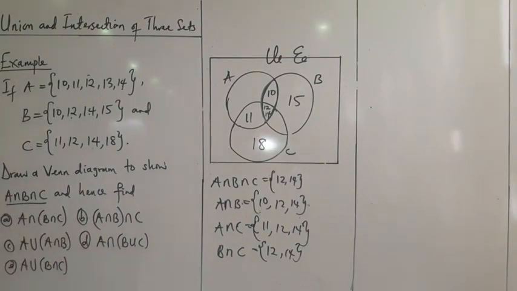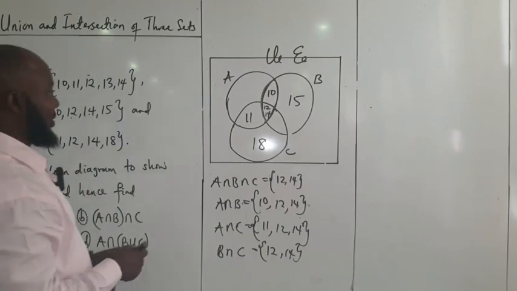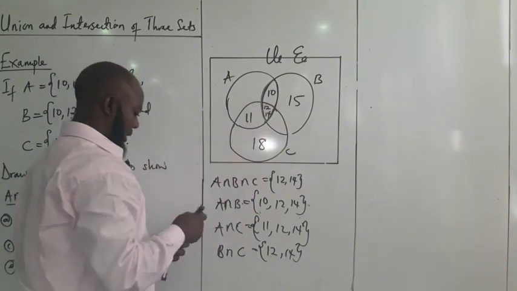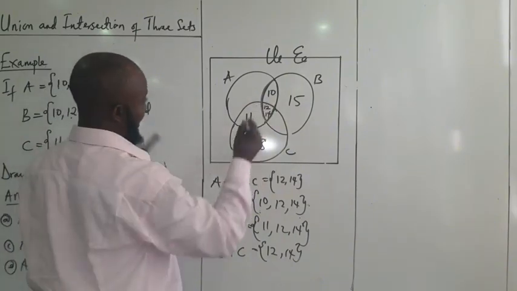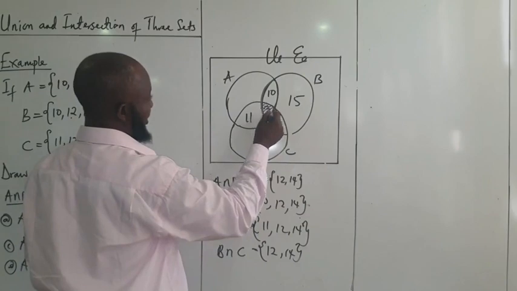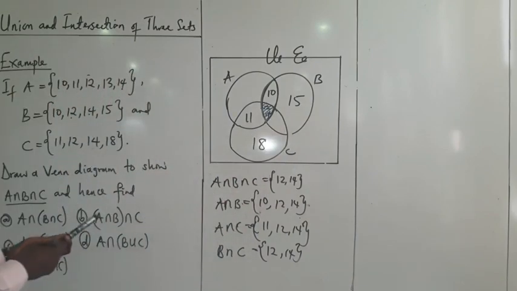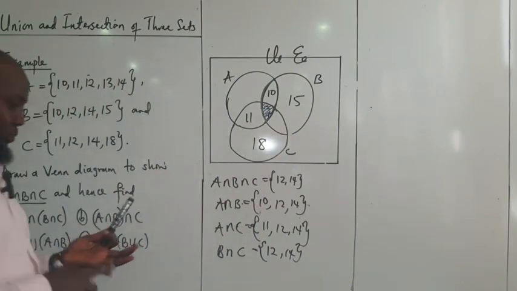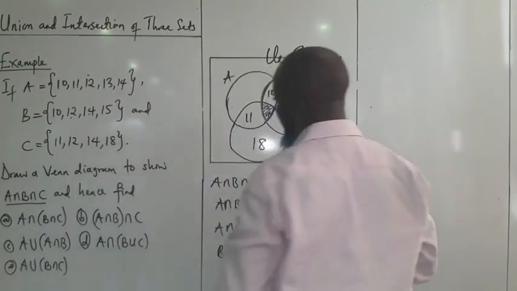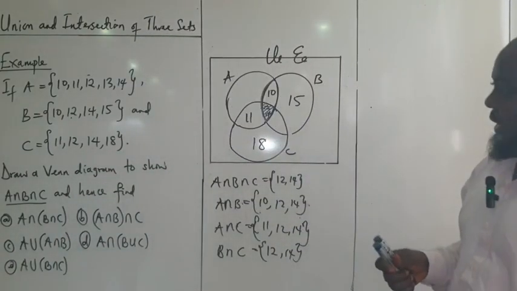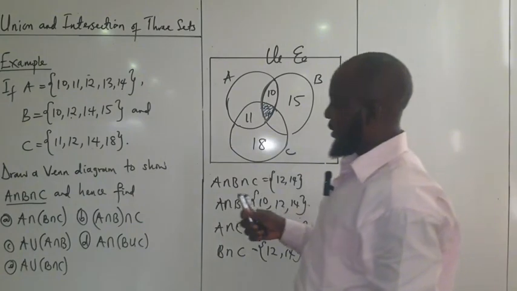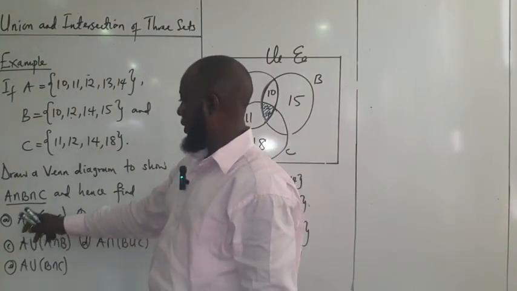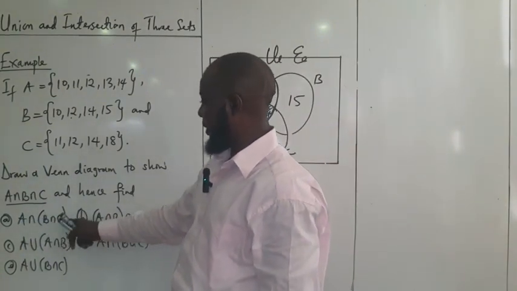So that is that. So we have drawn the Venn diagram. We have presented this from the Venn diagram. We have shown that A intersection B and intersection C is here. So we can shade this aspect here. That is where A intersect B and intersect C. But the question asks further: hence find A intersection in open bracket B intersection C.